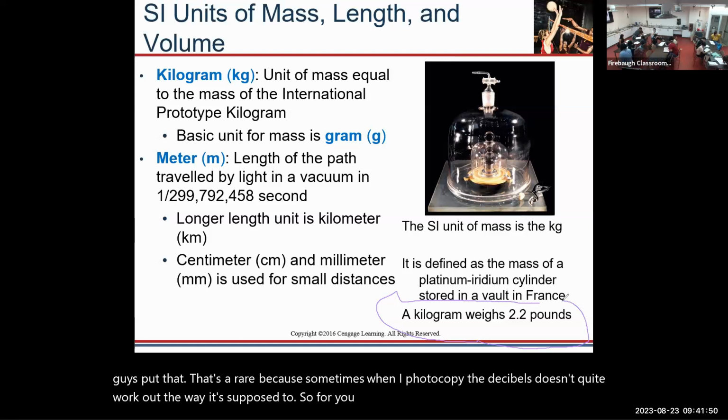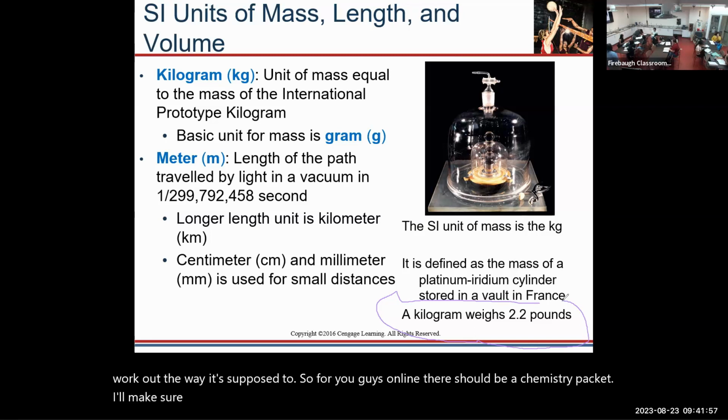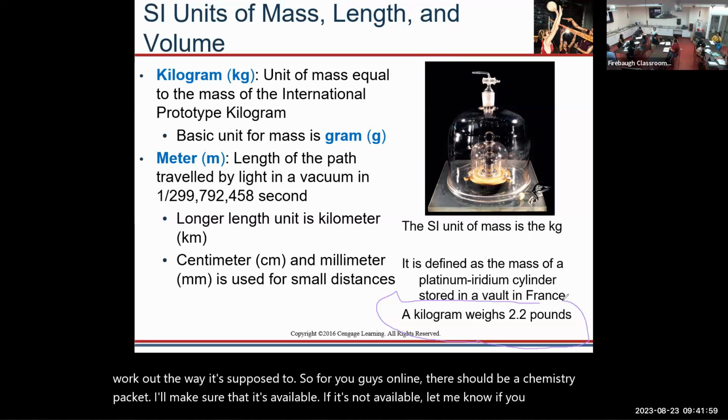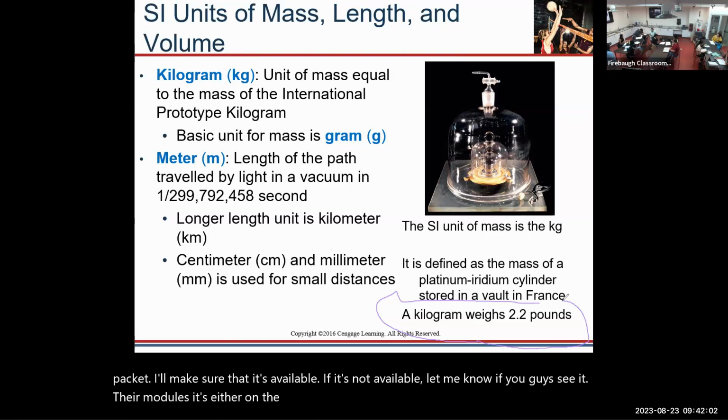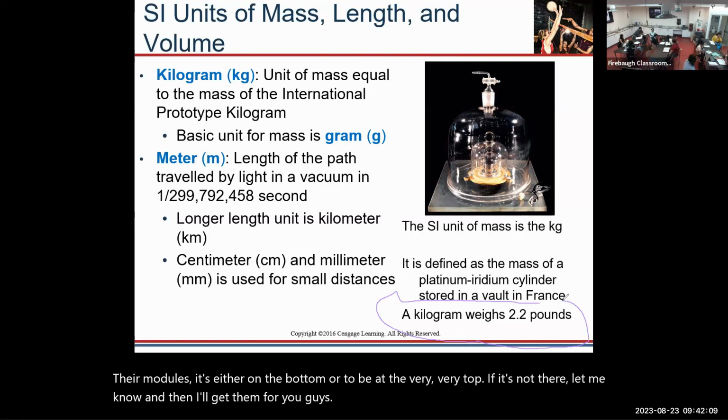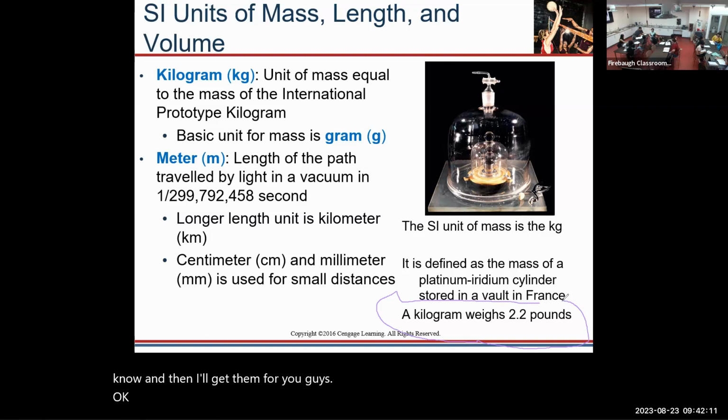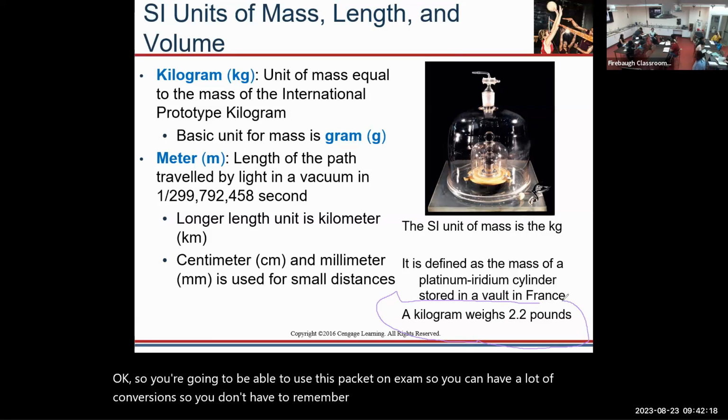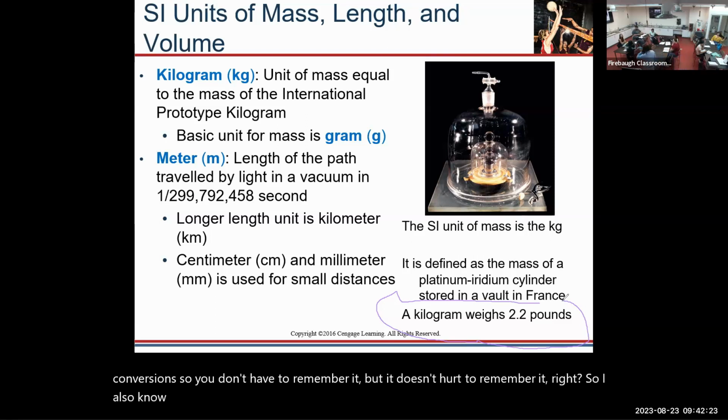So for you guys online, there should be a chemistry packet. I'll make sure that it's available. If it's not, let me know if you see it under modules. It's either on the bottom or at the very top. If it's not there, let me know and I'll get one for you. You're going to be able to use this packet on the exam. So you have a lot of conversions, so you don't have to remember them, but it doesn't hurt to remember, right?